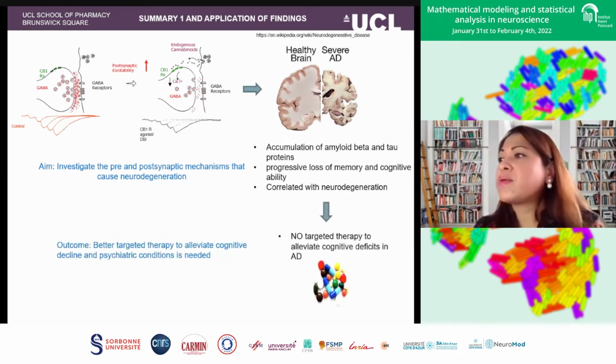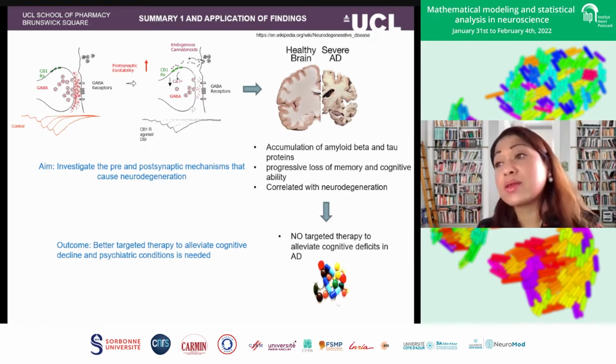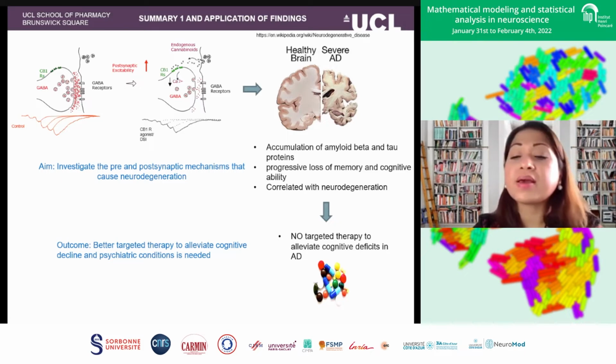And of course, what's the ultimate goal here? We know that there's no targeted therapy to alleviate cognitive deficits or even mental health problems associated with AD. So our ultimate goal, or motivation, is to design better targeted therapies to alleviate cognitive deficits and also psychiatric conditions. And that's the focus of my laboratory at the moment.